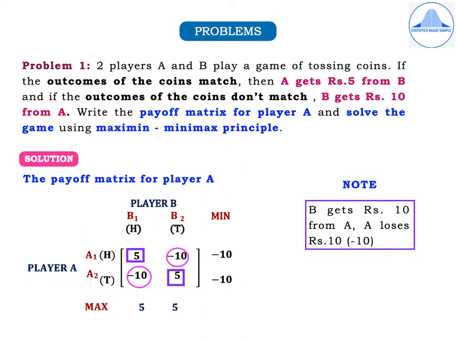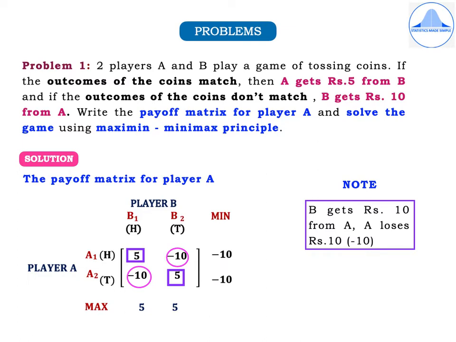So here in the payoff matrix for player A, first write player A, and he has two strategies denoted by A1 and A2, which correspond to head and tail. Similarly, player B will have two strategies denoted by B1 and B2, and in this case B1 is heads and B2 is tails. Now they have mentioned that if the outcomes of the coins match, that means if both the players' strategies are heads or both are tails, then A gets rupees 5 from B.